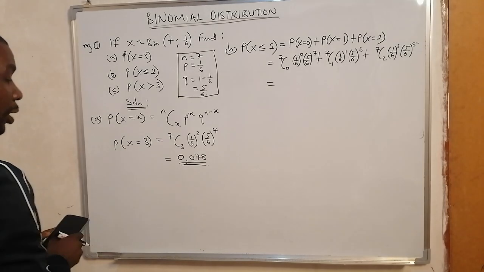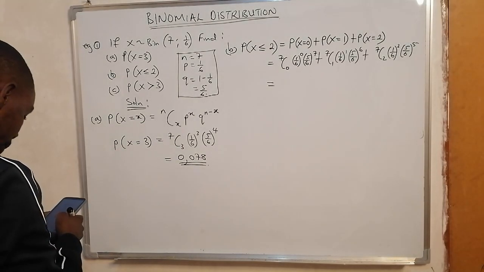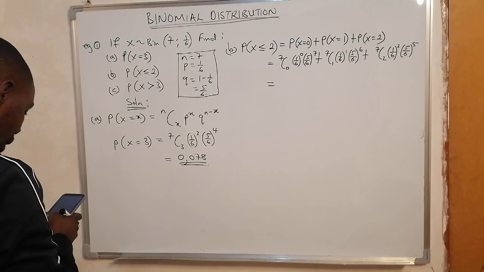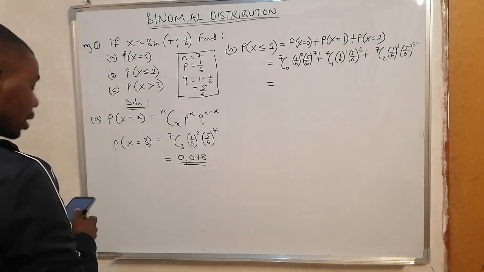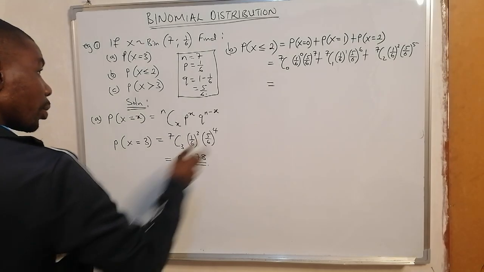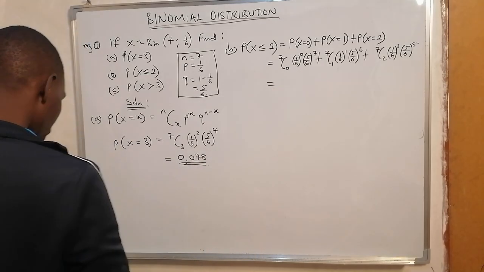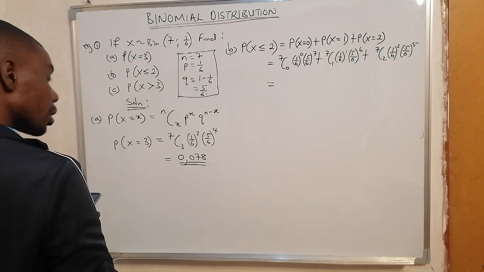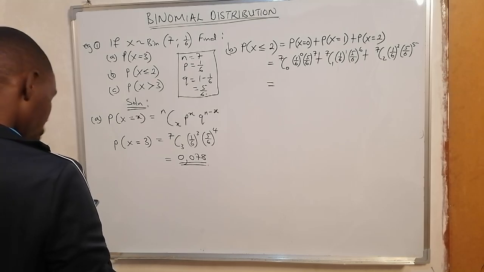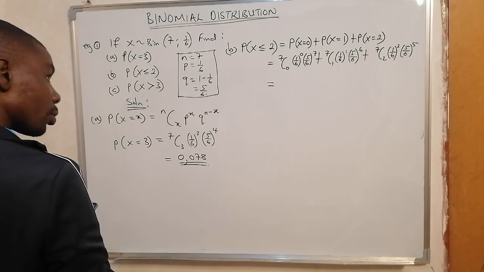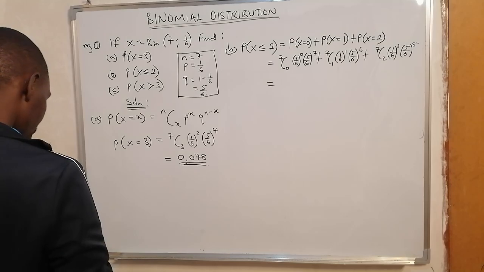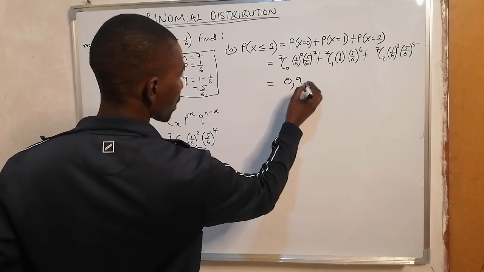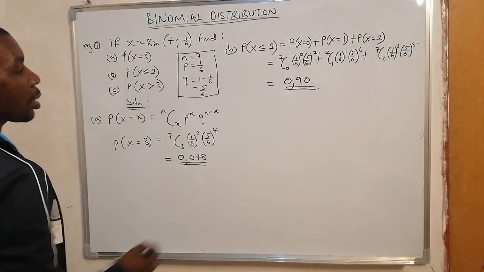So let's start with 7 choose 0. Or you can punch all of them at once. So if we punch 7 choose 0, remember this is 1, so we can punch 5 over 6 to the power 7 plus 7 choose 1, 1 over 6 to the power 1, 5 over 6 to the power 6, plus 7 choose 2 times 1 over 6 to the power 2 times 5 over 6 to the power 5 equals 0.90 to 2 decimal places.